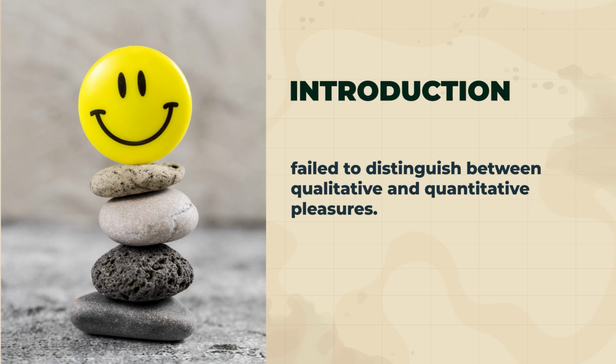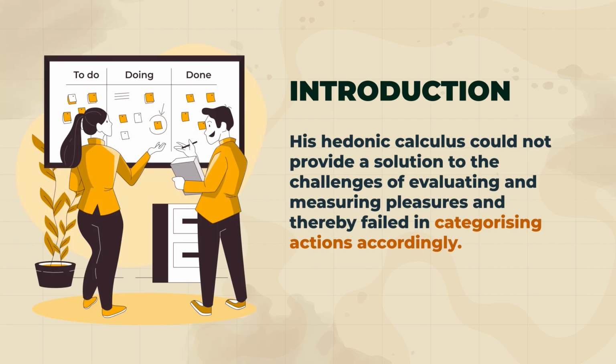He failed because he did not distinguish between the qualitative character of pleasures and the quantitative character of pleasures. As a result, because of his hedonic calculus, one could not evaluate or calculate the degree or percentage of pleasures, and thereby he was not able to provide a solution to the challenges of evaluating and measuring pleasures, and failed in categorizing actions accordingly. Bentham's theory thus fell short because it focused on the quantitative aspect of pleasures and not qualitative ones.